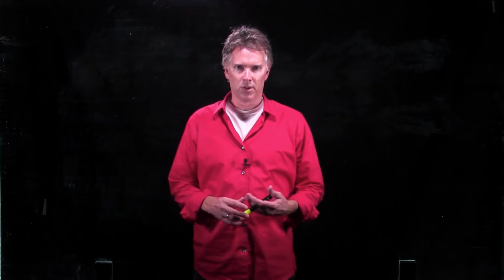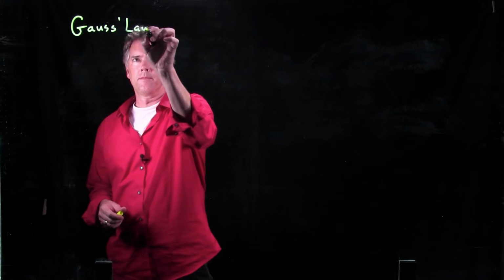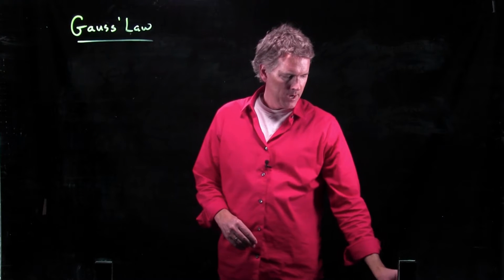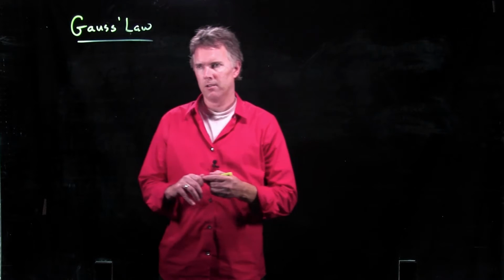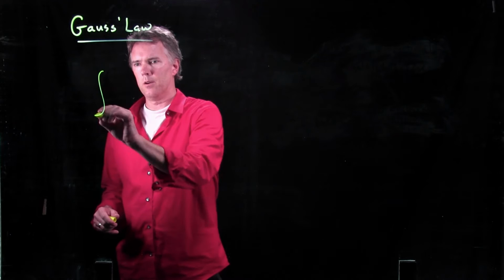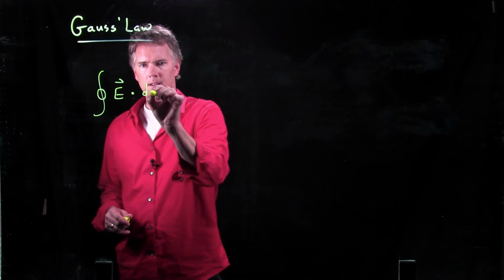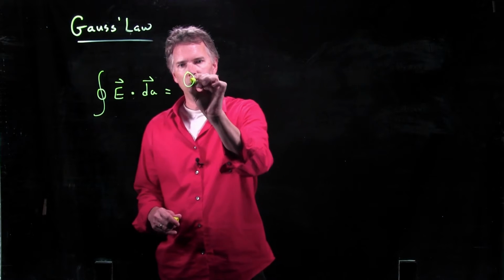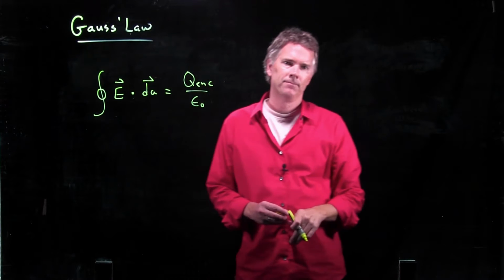Let's talk about Gauss's law in a little more detail. So how do we write Gauss's law mathematically? The way we write it is the following. Integral of E dot dA equals Q enclosed over epsilon naught.